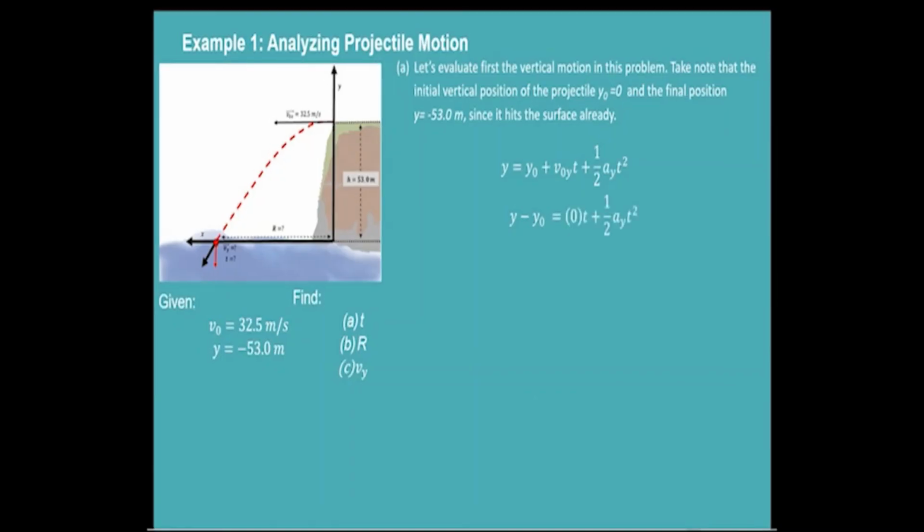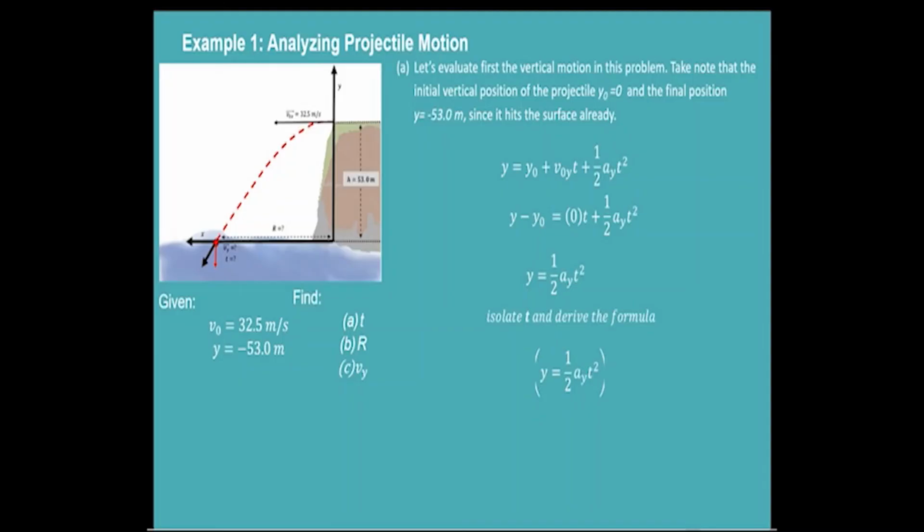Substituting now the value for v sub 0 y, that becomes y minus y sub 0 is equal to 0 t plus 1 half a sub y t squared. Since our y sub 0 is also 0, our equation now will become y is equal to 1 half a sub y t squared. Let's now isolate t and derive the formula for time.